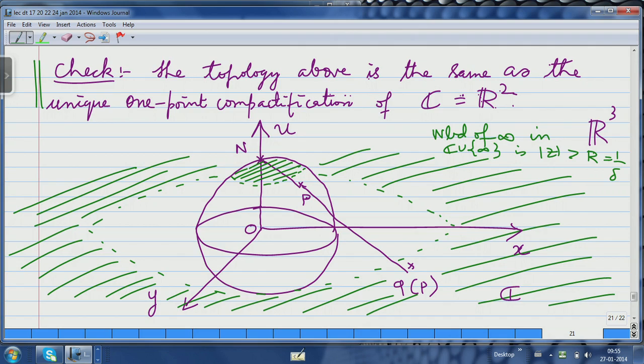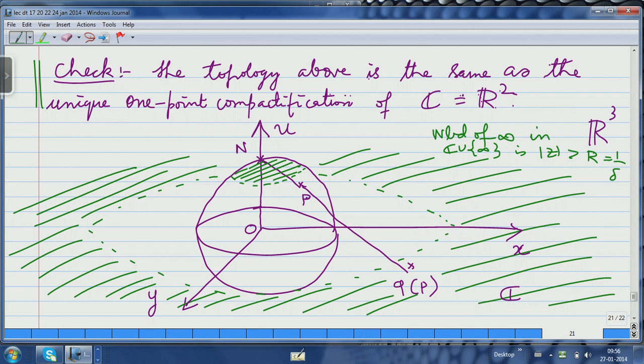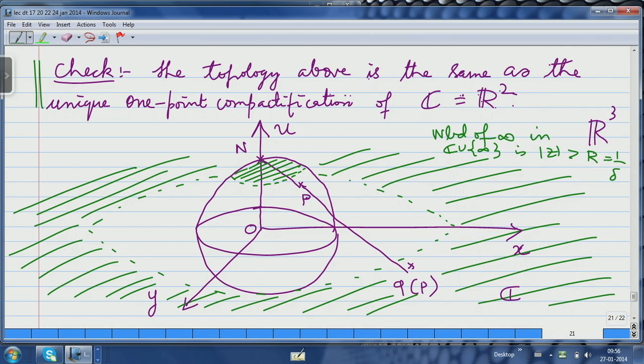If you look at the stereographic projection, what is an open neighborhood of infinity? An open neighborhood of infinity in the extended complex plane corresponds to an open neighborhood of the north pole on the Riemann sphere. Mind you, it is a complement of a compact set, because its complement on the Riemann sphere is a closed set, and a closed subset of the Riemann sphere is already compact. So it is a complement of a compact set. This argument should tell you that this check is correct. This is how you check it.